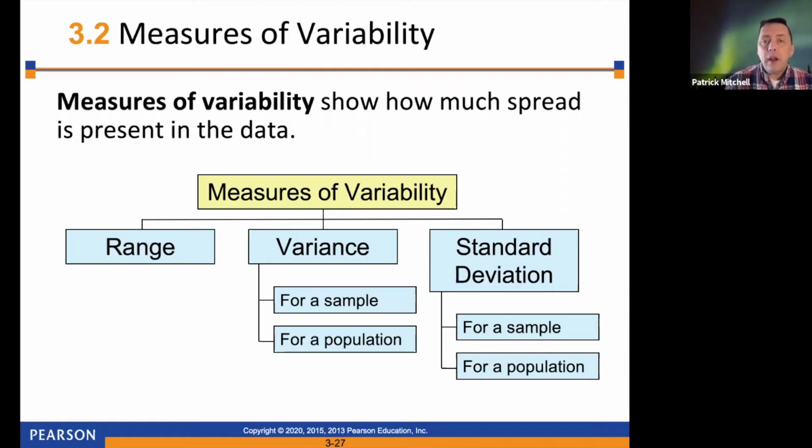There are three different measures of variability that we'll talk about. The first one is very simple. That's called the range. And then we'll talk about the variance and the standard deviation, which are very closely related to each other. We'll talk about how to do those for a sample and for a population. We will probably be actually calculating these a lot more often for samples, because usually you don't have all of the population data.